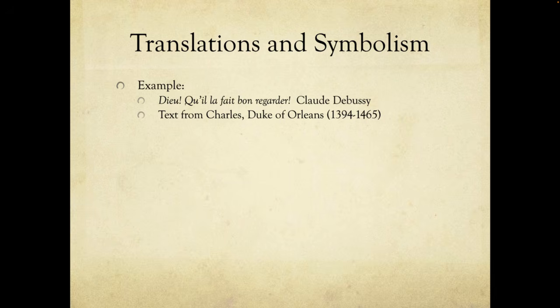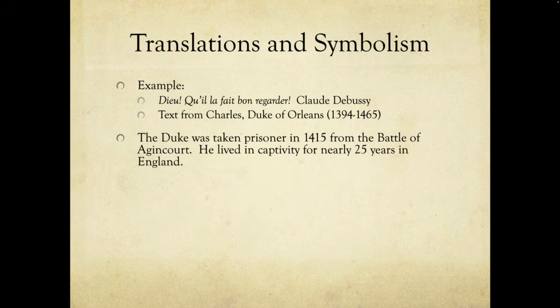Okay, a lot of people think of Debussy when they think of this text, but understanding that the text was written almost 500 years before Debussy is very important. And it's also kind of interesting when you learn why this was written. For example, the text from the Duke of Orleans, he was a prisoner and he lived in England for nearly 25 years before he was returned home.